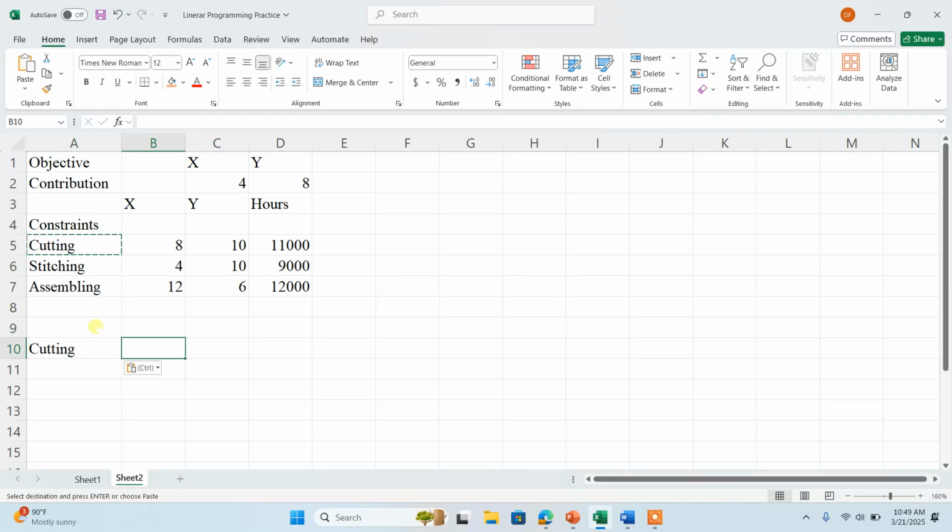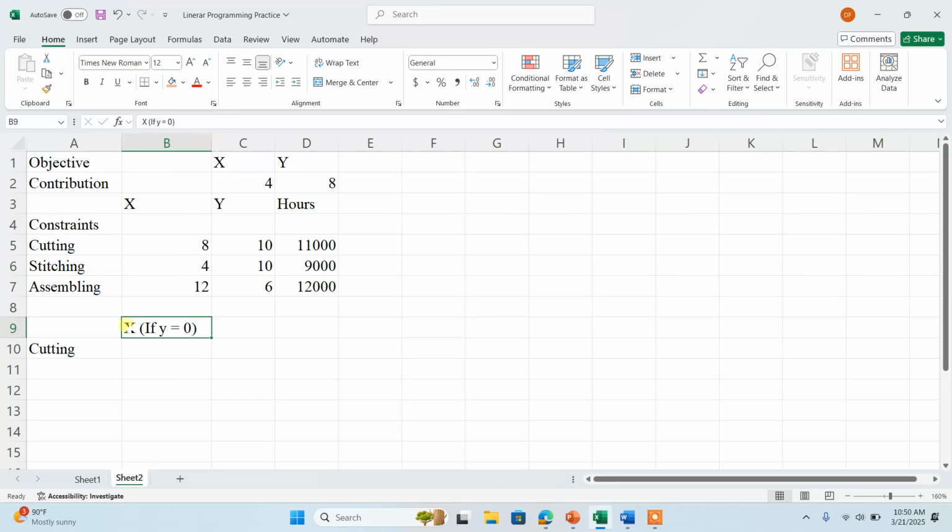Let's check the maximum x. How much x can I produce? Let's suppose I produce nothing in y. If y is equal to 0, how much x can I produce in the cutting department? On the other hand, let me check how much y, maximum y, could I produce if I do not produce any unit of the x.